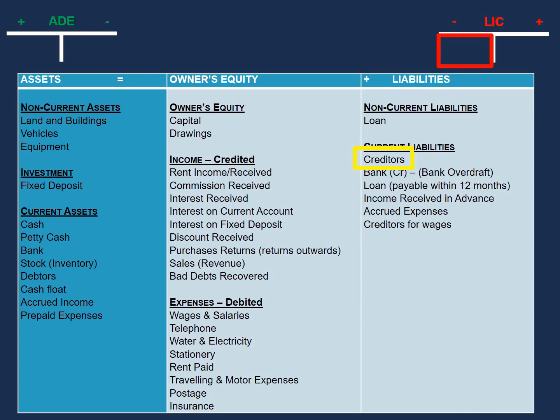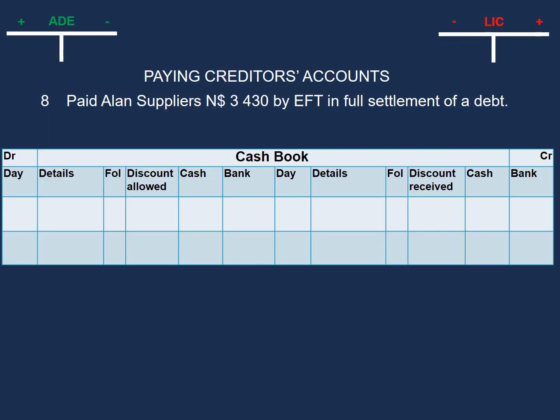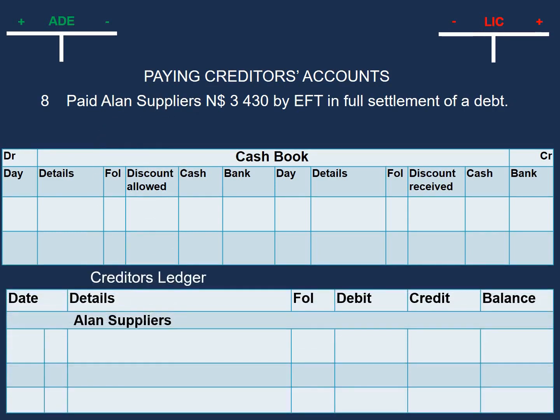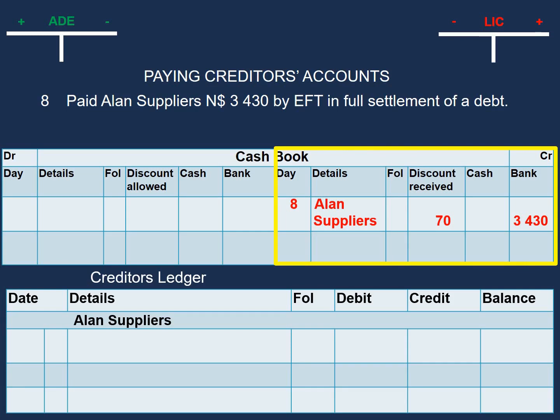Now let's go and process this transaction. So first what we need to do is open our creditors ledger of Allen Suppliers. Then we will credit our cash book. The amount in the bank column will be the $3,430, and the amount in the discount received column will be $70, and the description in the details column will be Allen Suppliers because we are paying Allen Suppliers. And since we are crediting our cash book, that means that we are paying money out.